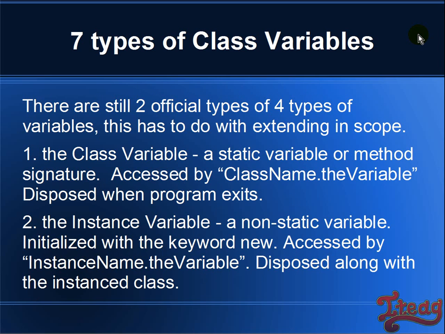Alrighty. Let's see. Types of class variables. Oh, yes. There are still 2 official types of those 4 types of variables. This one has to do with extending and scope.